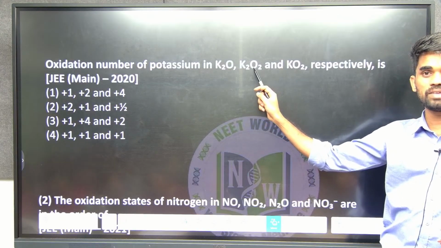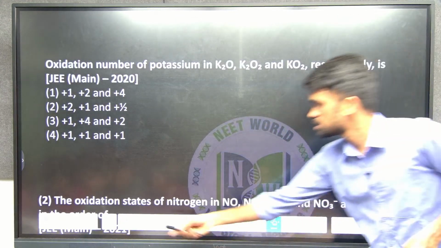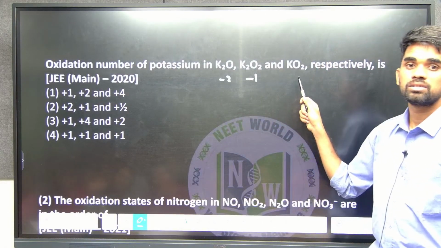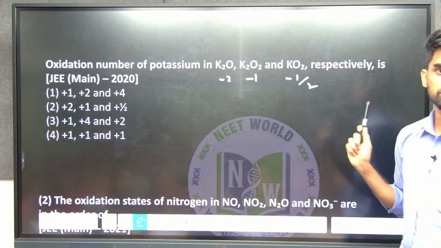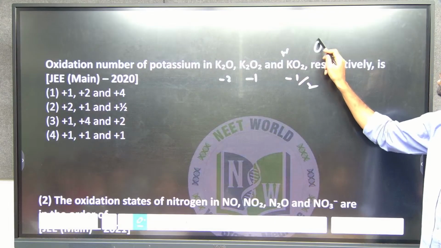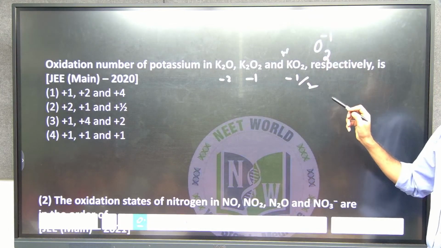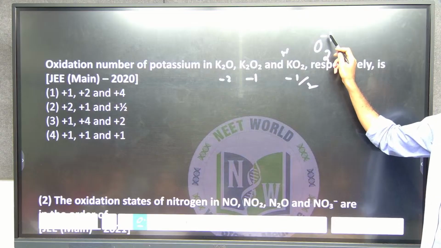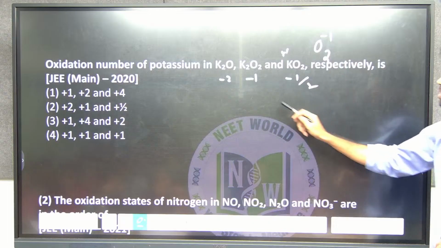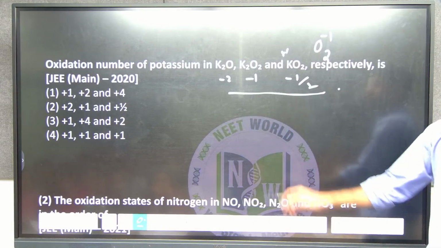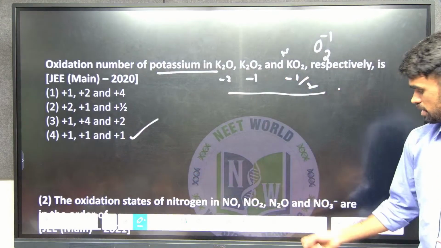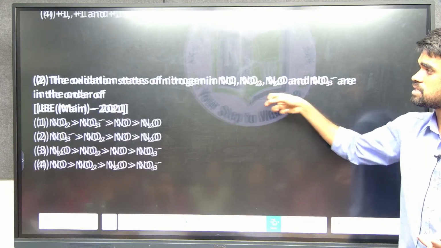Do it in the same way for this. This is -2, this is -1, this is -half for each oxygen atom. Is this clear or not? See, potassium is +1, so O2 overall should contain -1. So for 2 oxygen atoms -1, for 1 oxygen atom -1/2. Like that you can write. So they are asking for potassium, what is your answer? Fourth option. Next. Do this fast.